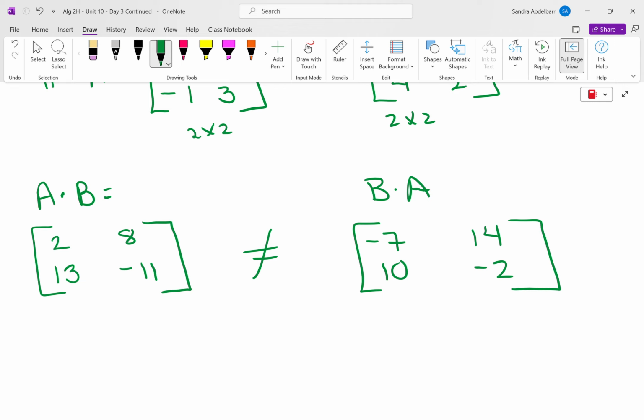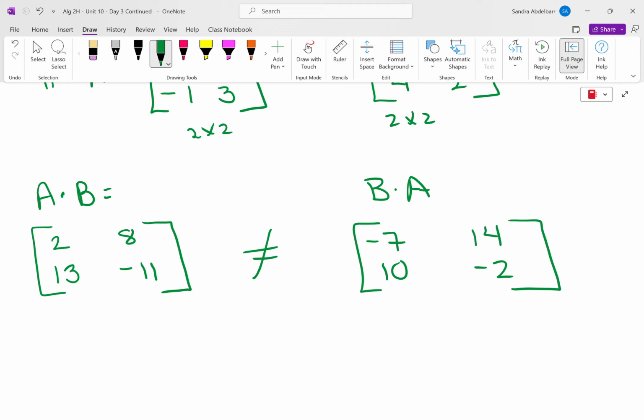Sean, do you need me to multiply it for you? No, I got it. You said you didn't get it. Well, you found your mistake? Oh, okay. Whichever one is said first, so if it's A times B, A has to go first.